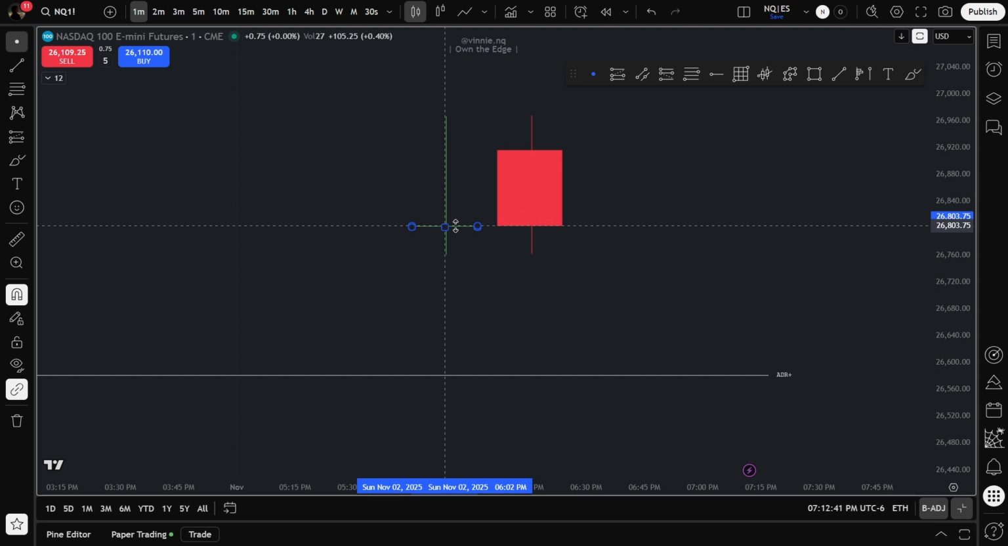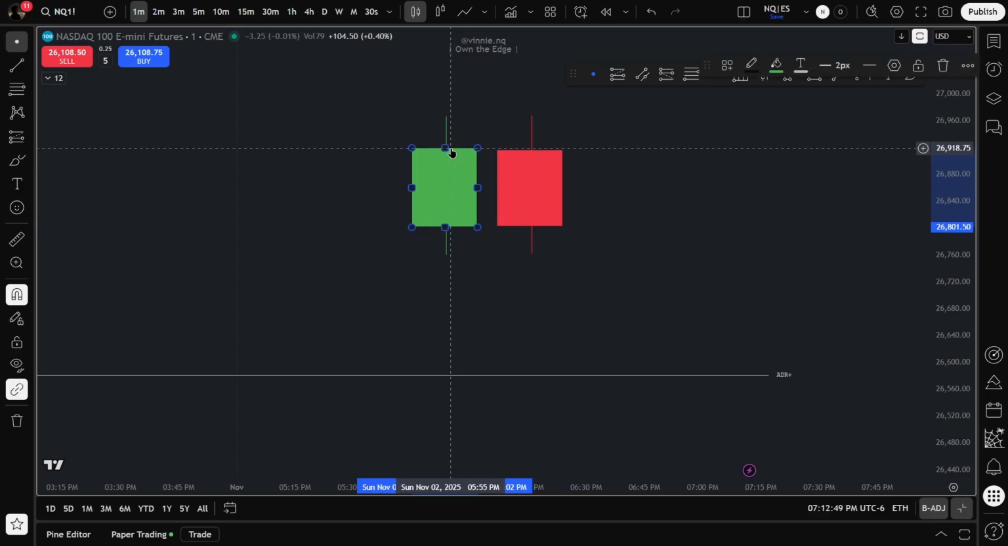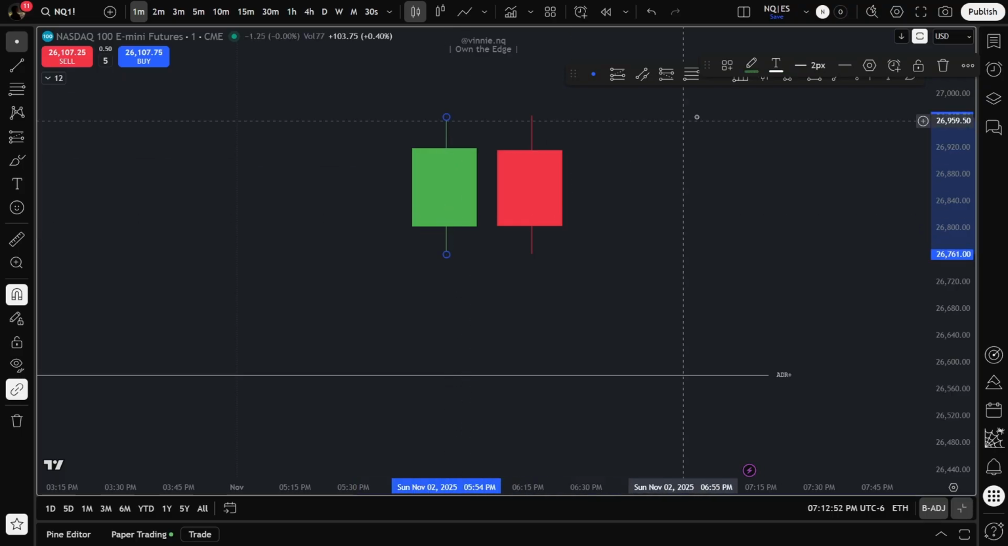You open right here, right? And then price shoots up like this. Or let's just say it shoots up to right here. And then it goes down like this. You've created that top wick. What about the bottom wick?